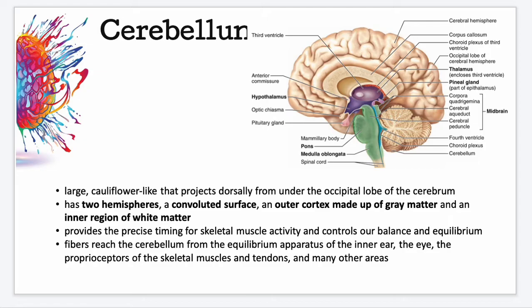The cerebellum provides precise timing for skeletal muscle activity and controls our balance and equilibrium. Because of its activity, body movements are smooth and coordinated, and it plays its role less well when it's sedated by alcohol. Fibers reach the cerebellum from the equilibrium apparatus of the inner ear, the eye, the proprioceptors of your skeletal muscle and tendons, and many other areas.